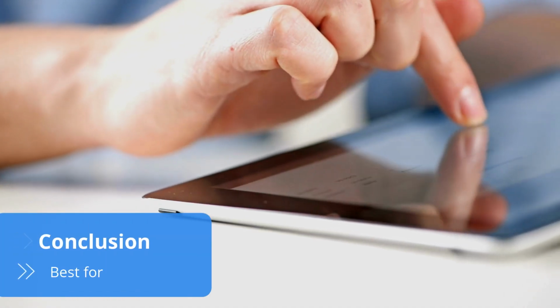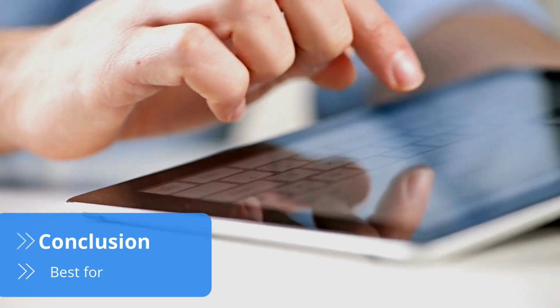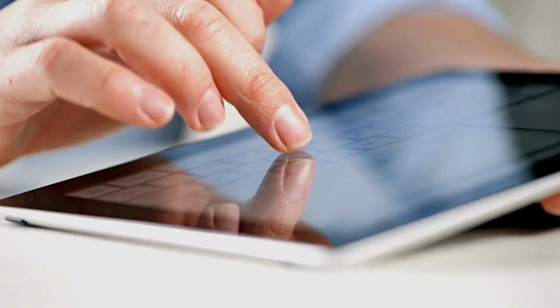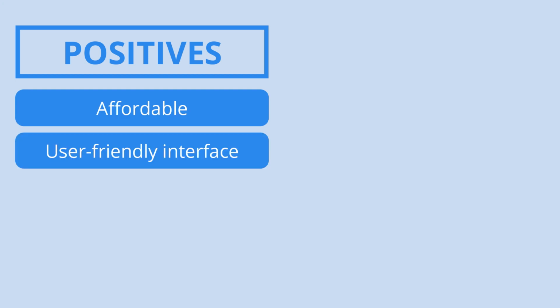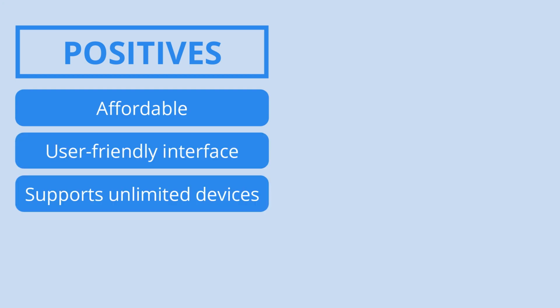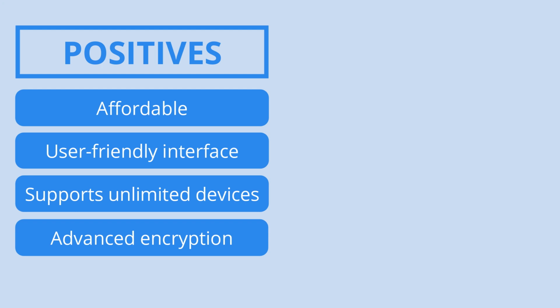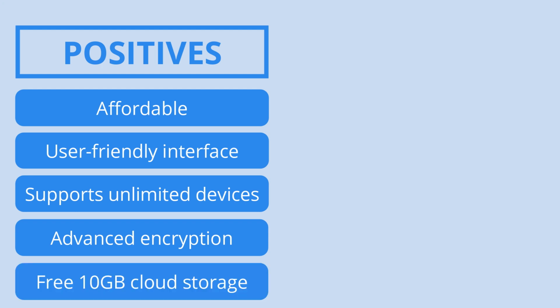pCloud is an affordable cloud storage service that supports an unlimited number of devices. The platform is intuitive and incredibly user-friendly. Automatic backups can be set up using the desktop or mobile app, and it's possible to create shareable custom links and configure folder synchronizations with ease.